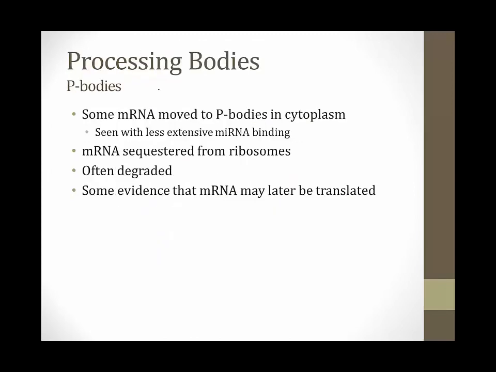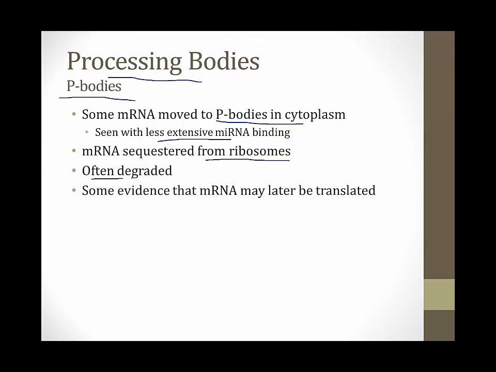Other elements within cells that can influence whether a piece of mRNA is translated into a protein are the processing bodies or P-bodies. Some messenger RNA is moved to P-bodies in cytoplasm. These are organelles within cells. This has been described as occurring in pieces of messenger RNA that bind microRNA but to a less extensive degree. The mRNA then is sequestered in the P-bodies from ribosomes so it can't be translated.